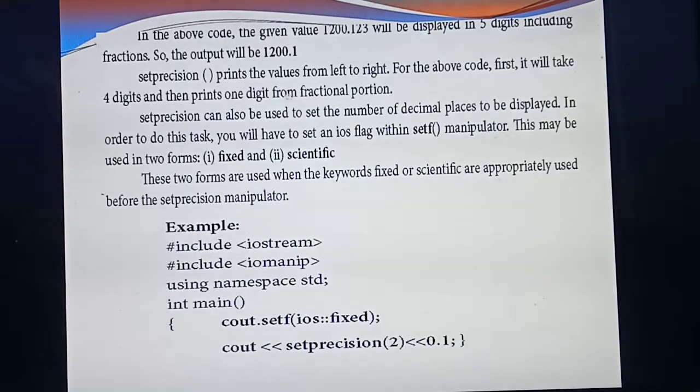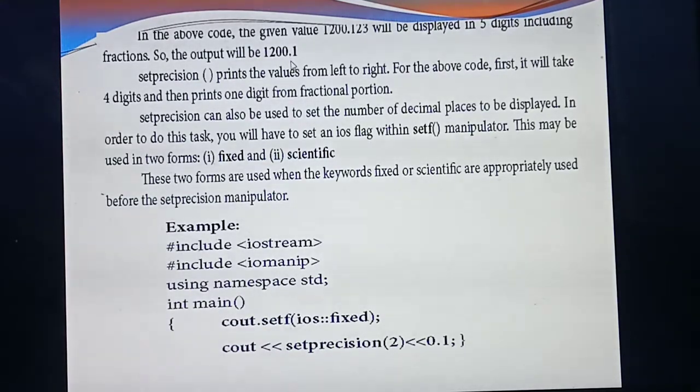Okay, so that is what they are giving in the above code. The total number they are giving is 1200.123, but you are giving the setprecision value 5. So how many digits will it display on the output screen? Total 5 digits. See, this is the output, 1200.1. Understood? Okay, setprecision manipulator always prints the numbers from left to right, counting from this side to this side, left side to right side.